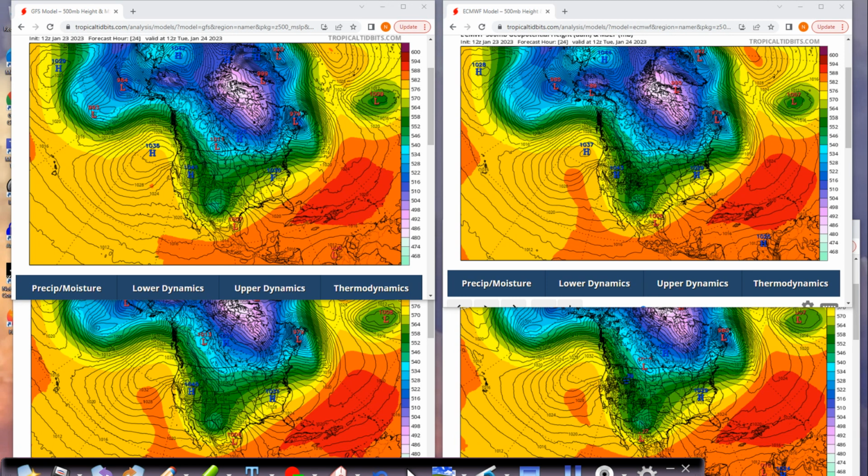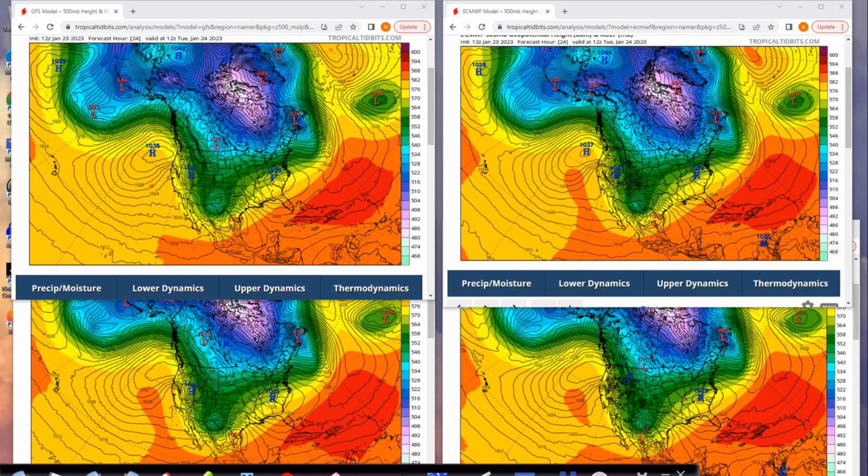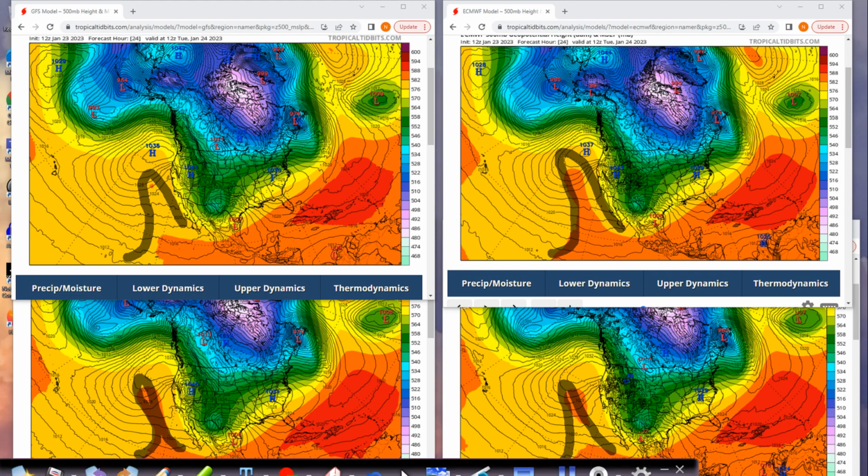We see on the German model in the lower right, the European model in the upper right, and the Canadian model in the lower right, that stronger ridge with an orange color still poking northeast. GFS is weaker with it. It's not as warm. It's not as strong with that ridge.